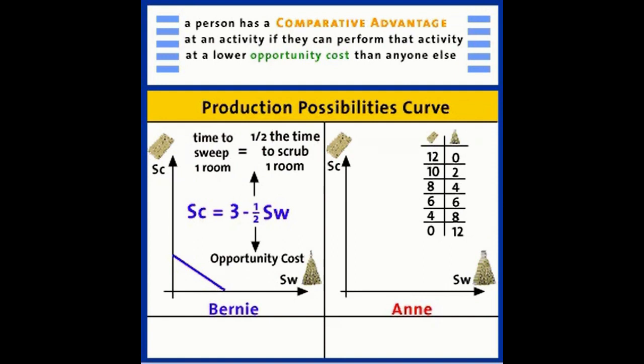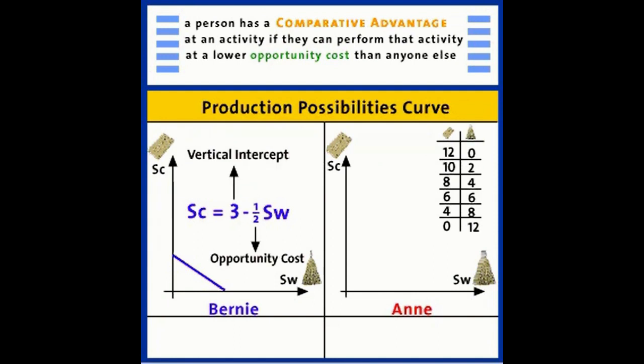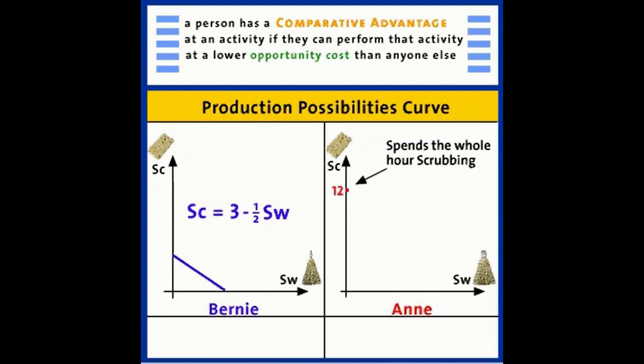Let's start. If Anne does no sweeping and all scrubbing, then she can scrub 12 rooms. So let's put a dot here in her curve that represents 12 rooms worth of scrubbing and 0 rooms worth of sweeping. If she decides that she wants to do a little bit of sweeping, every time she wants to sweep an additional room, she has to give up a room worth of scrubbing. So that gives us combinations like 10 and 2 and 8 and 4 and so forth. And we get these points all the way down the curve.